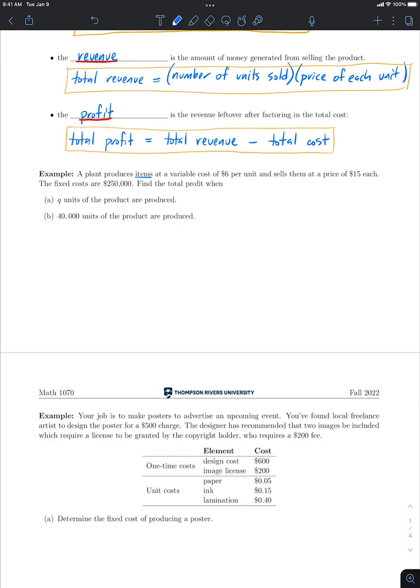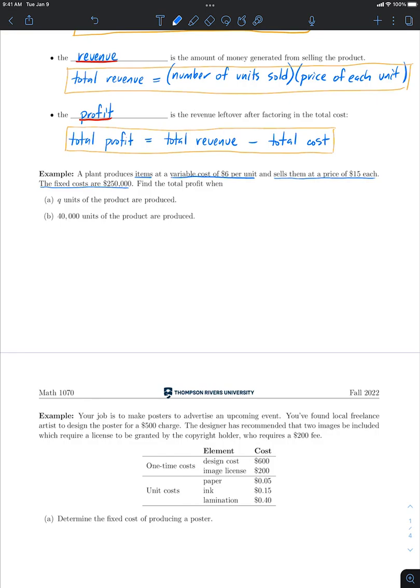And we're not told what those things are exactly, but we are given some information. We're told what the variable cost of this product is at $6 per unit. And we're also told that they sell for a price of $15 each. That's some other important information. And what else? We're told that there's a fixed cost associated with this product, and it's $250,000. And then we're asked to find the total profit.